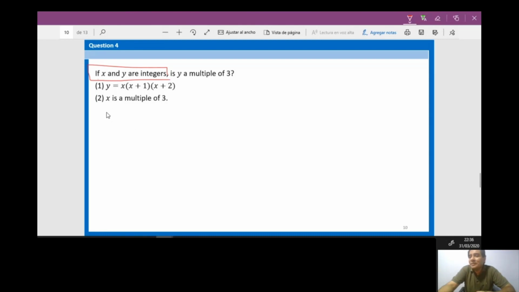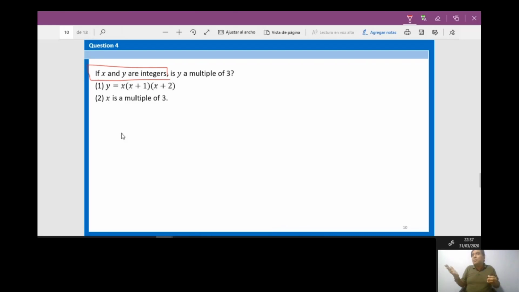What do we have for statement 1? y equals x times (x plus 1) times (x plus 2). It's a product of 3 numbers. One might think, okay, this is a 2-variable equation. It has infinite numbers for x and y that make the equality true. So how could I ever say whether y is divisible by 3 or not? Because that's what a multiple of 3 means, that y can be divided by 3 and give an integer number.